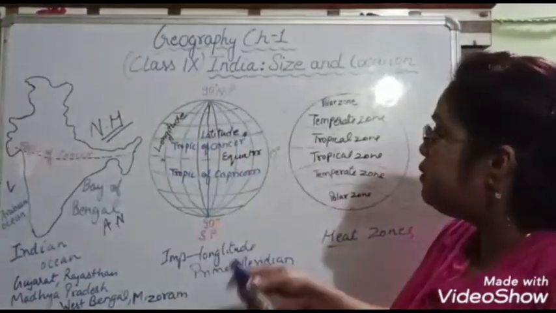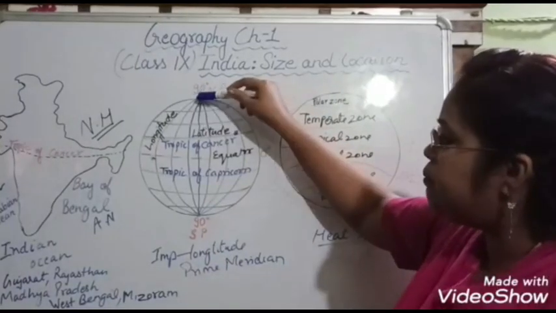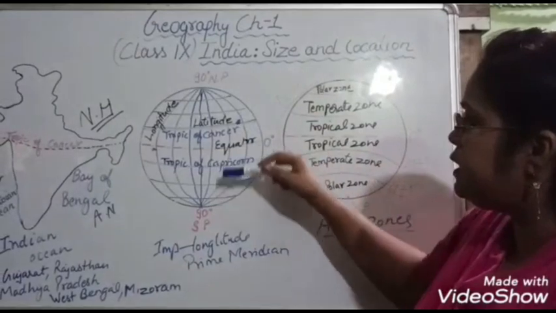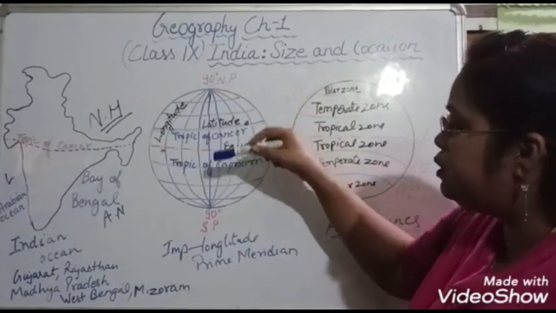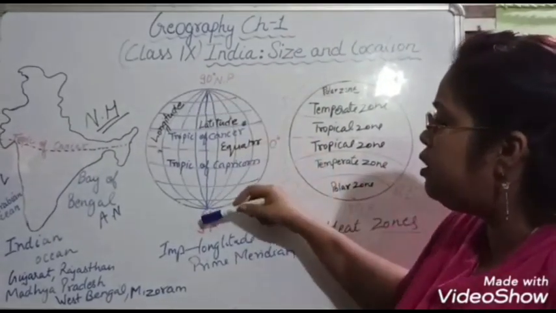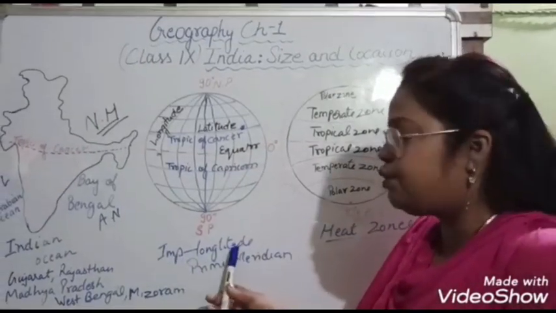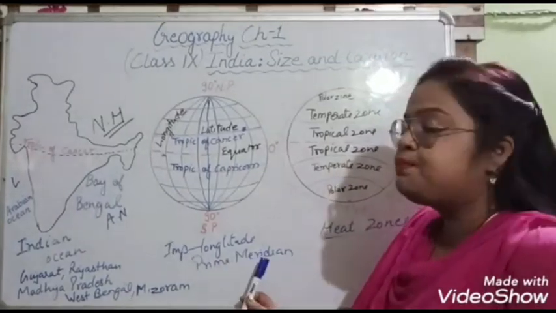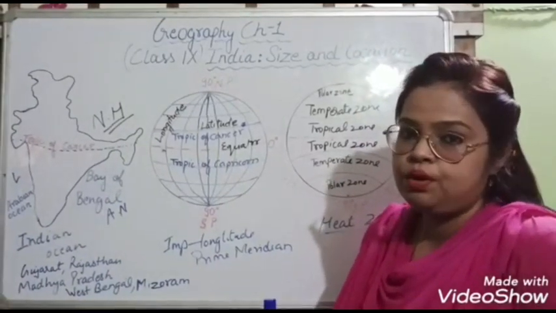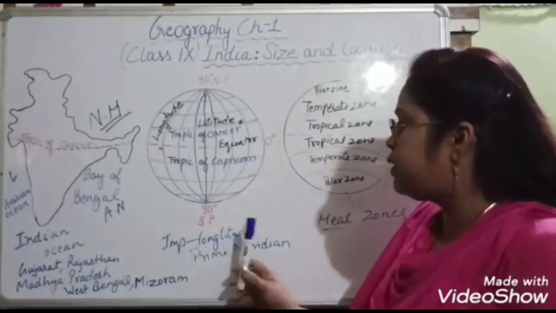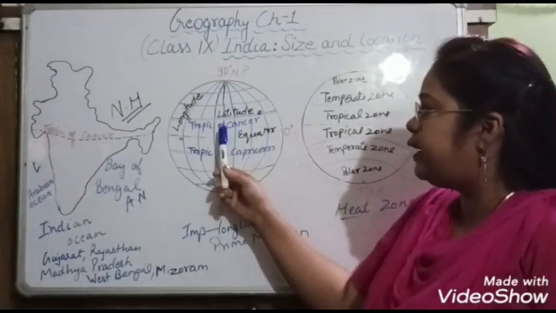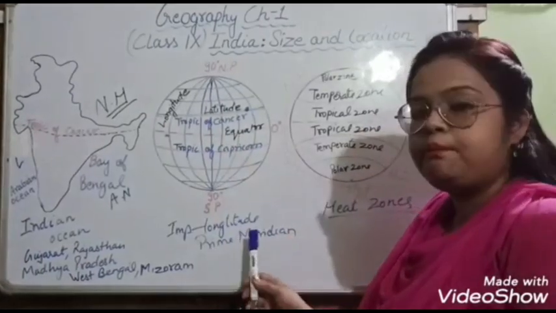What are longitudes? Longitudes are the imaginary vertical lines, the vertical lines from North Pole to South Pole. These are called longitudes, and the most important longitude is the prime meridian. Prime meridian specifies the standard time zone of the earth. Important. Okay? Important latitude, equator, and important longitude, prime meridian.